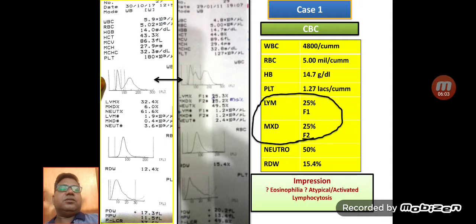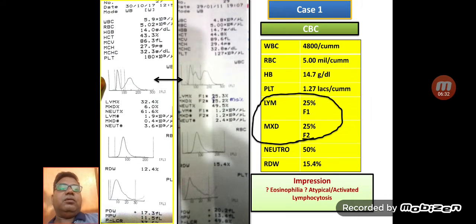So coming to the cases, case number 1, here you can see the two histograms, two strips which include the counts as well as the histograms. On the left side we will have the normal histogram with the normal counts, and on the right side you can see there are two flags, F1 and F2 flag, and that means for the lymphocytes and mixed population, there is a merging of the cells and they cannot be differentiated by the cell counter.